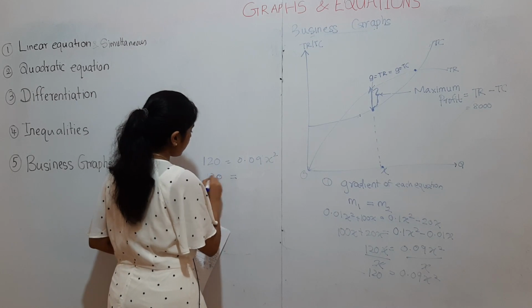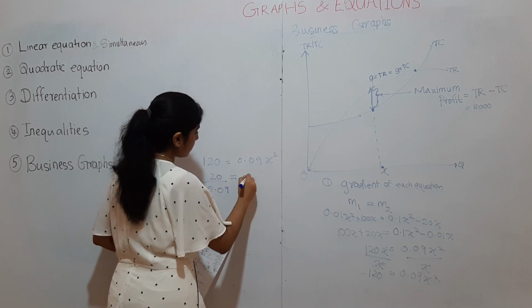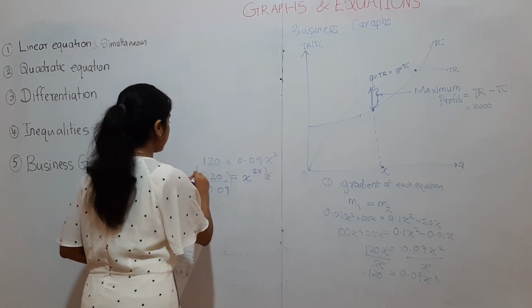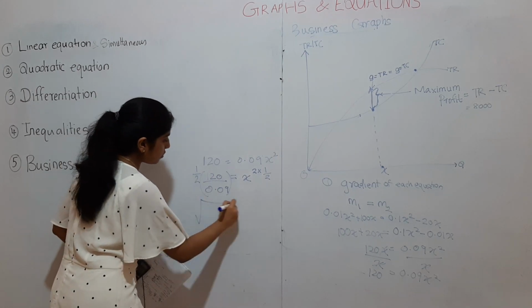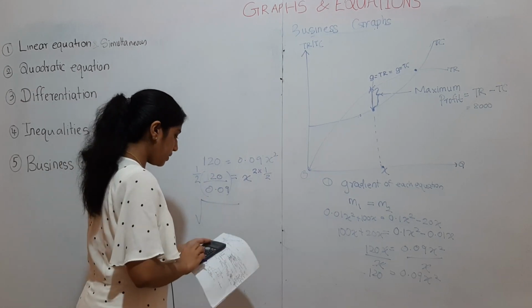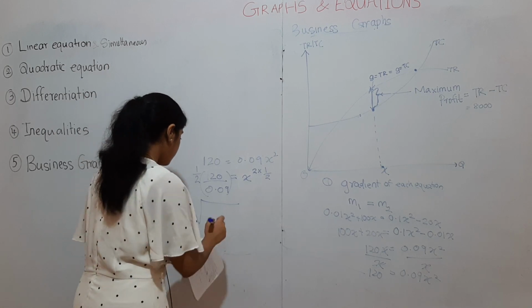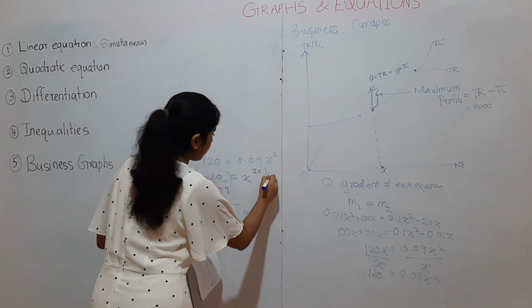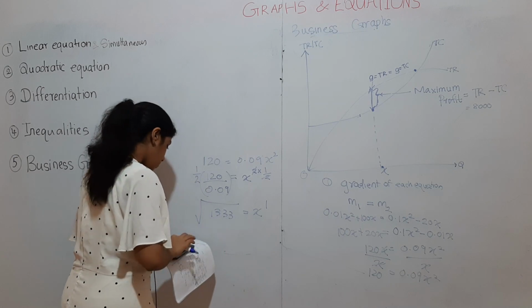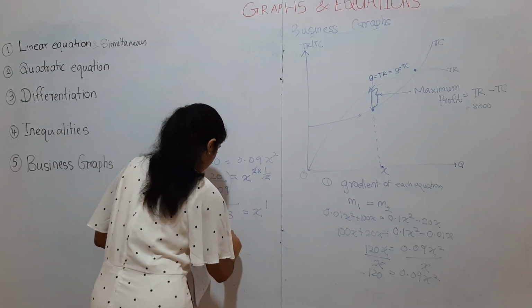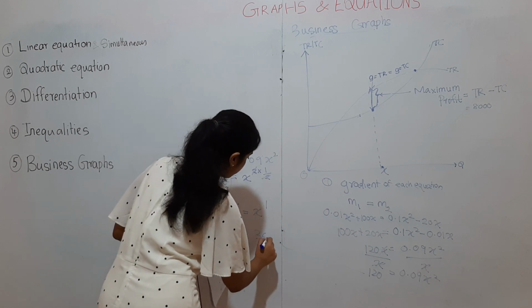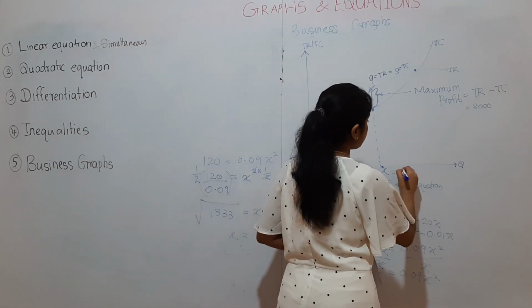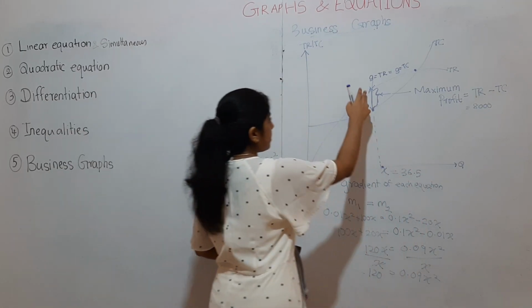So 120 divided by 0.09, I am going to make x the subject. I am going to multiply this by the power half. This to the power half means the square root of 120 divided by 0.09, which is 1333. It's equal to x to the power 1, because these two cancel. So the square root of 1333 gives x equals 36.5. The answer, therefore, is that at 36.5 units we can make the maximum profit.